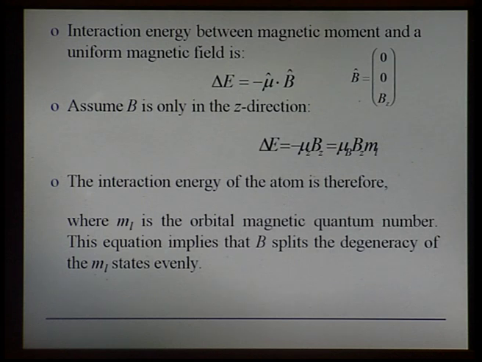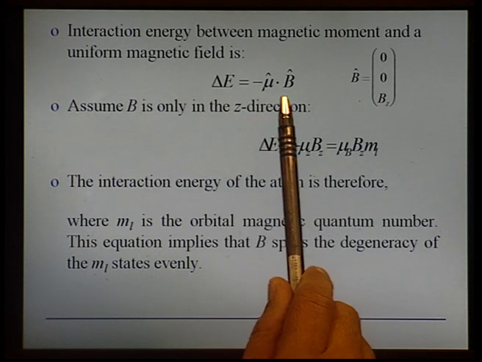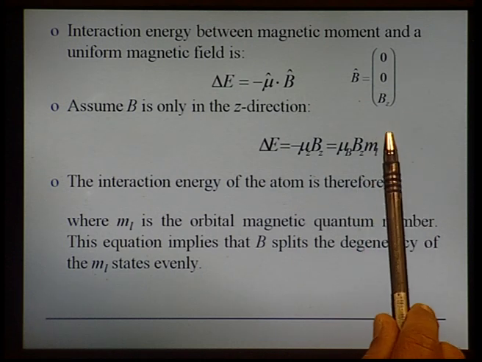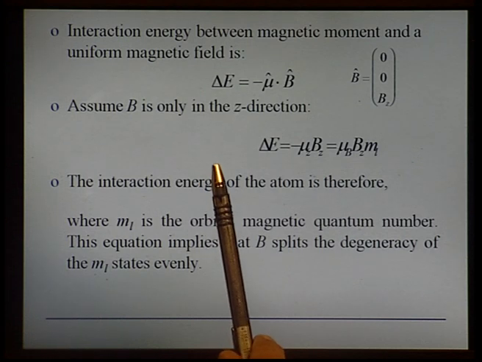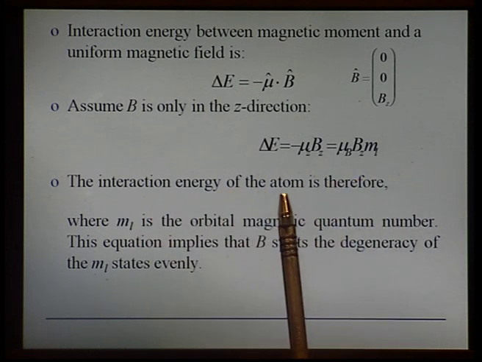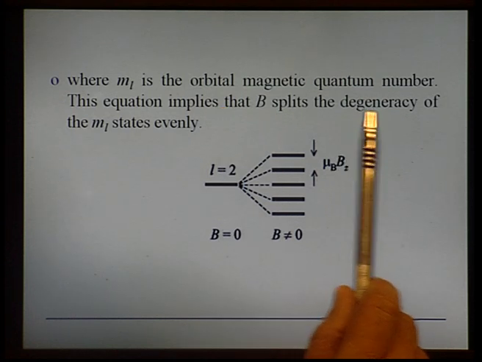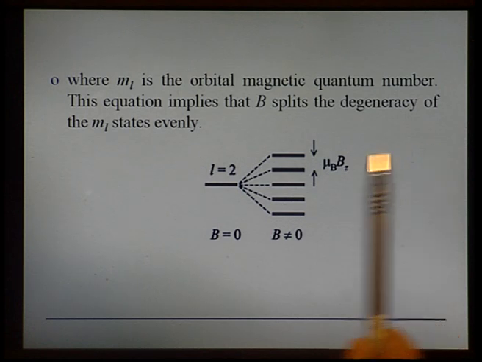The interaction of energy between the magnetic moment and the uniform magnetic field is given by this equation. This equation is delta E is equal to minus mu dot B, where B is this magnetic field applied in the z direction. Assuming that B is only in the z direction, this equation will turn out to be like this. The interaction energy of the atom will be ml of the orbital magnetic quantum number in the equation, that is B will split the degeneracy of this into two or more states of the ml. Now, you find this ml splitting in the monitor, where ml is the orbital magnetic quantum number. This equation implies that B splits the degeneracy into this.